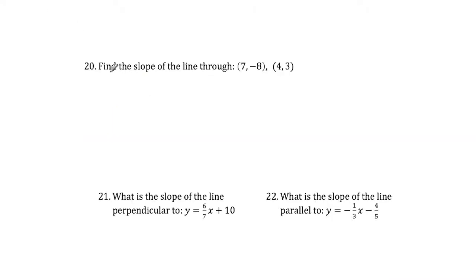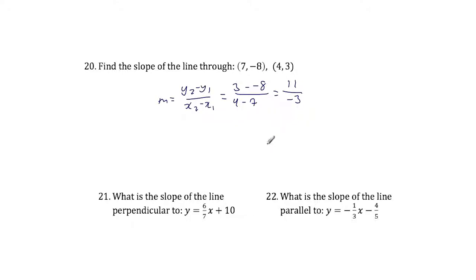Next up, find the slope. Slope formula is the change in y, so y2 minus y1 over the change of x, which is x2 minus x1. So this is going to be the change in y, which is 3 minus a negative 8, over the x values, which is 4 minus 7. So that's 3 plus 8, which is 11, over 4 minus 7, which is negative 3.